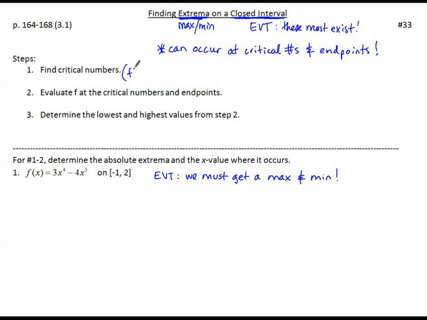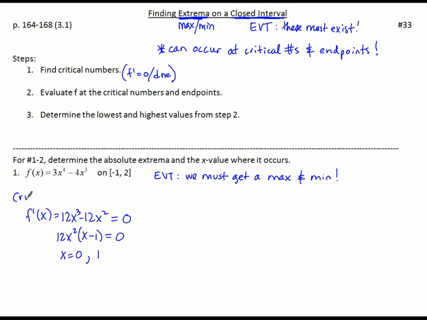Remember, that means where f prime equals 0 or does not exist. So let's find f prime of x: 12x cubed minus 12x squared. This is a polynomial, so there's no place where it doesn't exist, but there is a place where it equals 0. So let's solve for those zeros. I can factor first, and then from the factors, I can see x equals 0 and x equals 1. Those are my two critical numbers. So the first thing to do was find the critical numbers, and here they are.